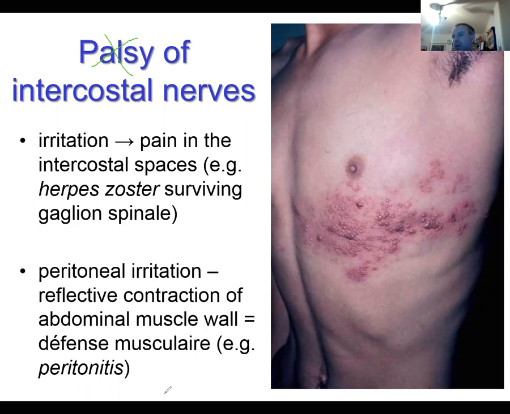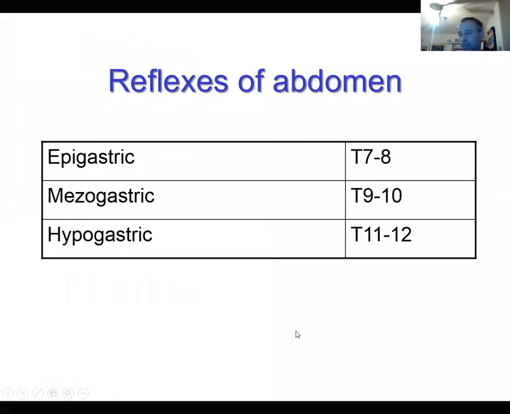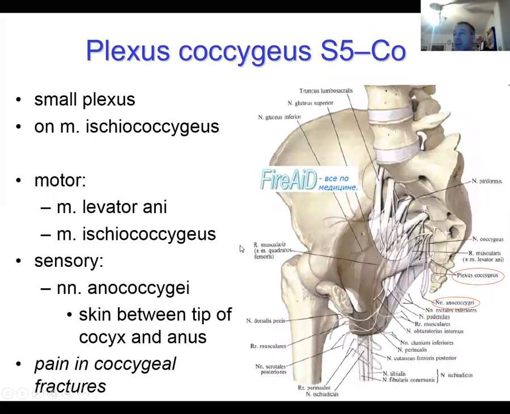And of course, we talk about the irritation of the peritoneum by any inflammation which causes the reflective contraction of the abdominal muscles, and it's called the défense musculaire. In the abdomen, it is not so easy to examine the reflexes, and the reflexes are not monosynaptic. As you can see, they are polysynaptic and polysegmental mainly. So we can divide them into epigastric, meso, and hypogastric, and they cover usually 2 segments.